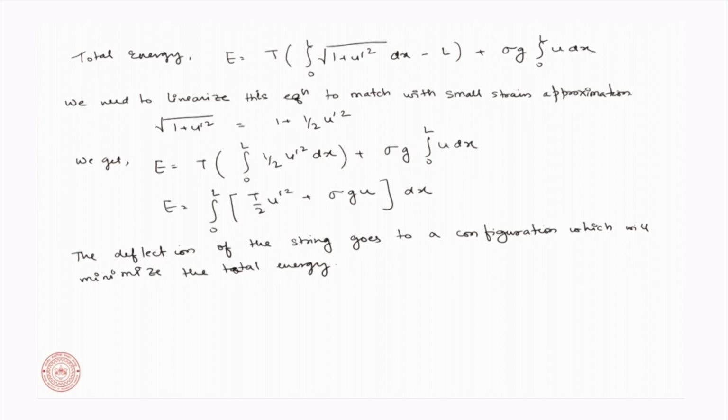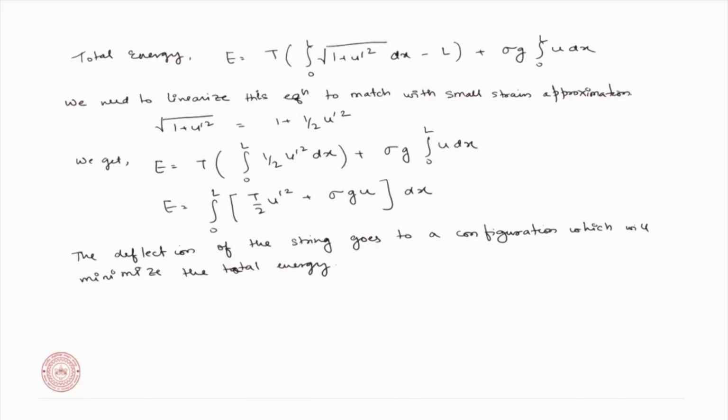Now, this process of minimization of a functional, and E is a functional, you can see it depends upon u prime and u. So, it depends on the derivative of the variable, that is an independent variable u, and also depends upon u itself. So, E is a functional, and this functional is a function of functions, right. So, we have two functions, in this case u or sigma g u and this T by 2 u prime square. The minimization of a functional comes under the category of something that is called the calculus of variation.